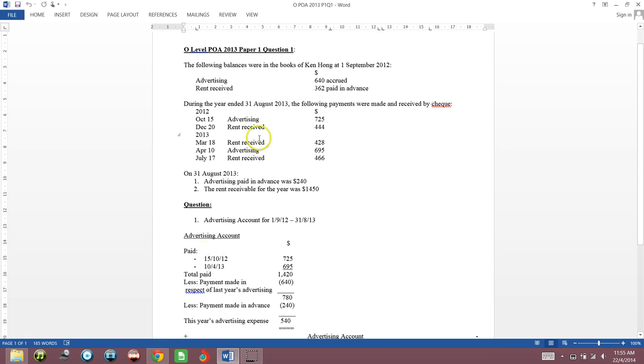So first of all, Ken Hong would see how much he has paid for the advertising. On 15 October 2012, Ken Hong paid $725 by check for advertising expenses. And then on 10th April 2013, Ken Hong paid $695 on advertising expense. So the total that Ken Hong paid for advertising is $1,420.